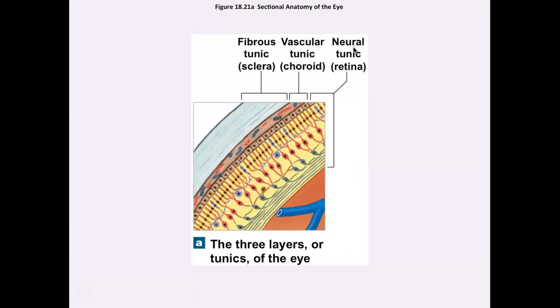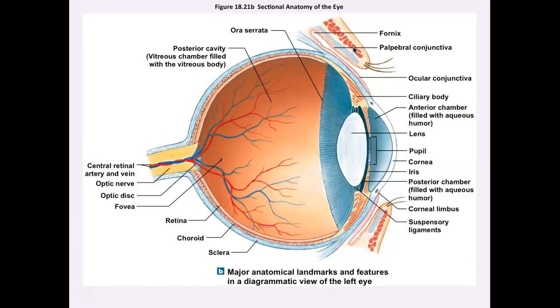So let's take a look at the fibrous tunic first. The fibrous tunic, so number one, A, sclera. The sclera is the white of the eye. So here's that word. All of this that protects the back of the eye, all the way up to the front of the eye is your sclera. This is white. So this is the white of your eye. It's made of collagen and elastic fibers. It's thicker at the back of the eye.